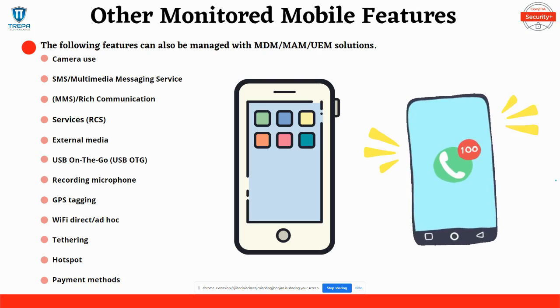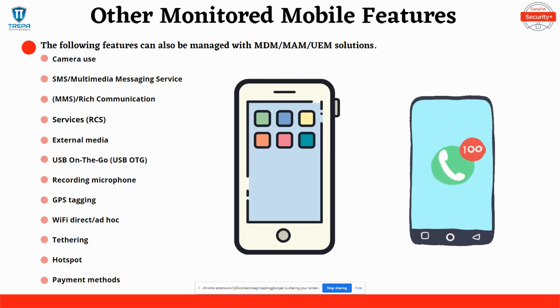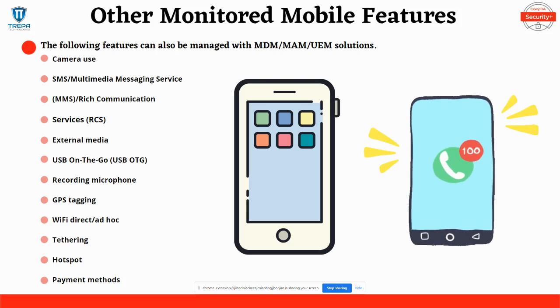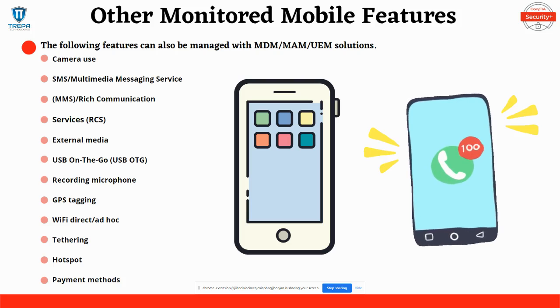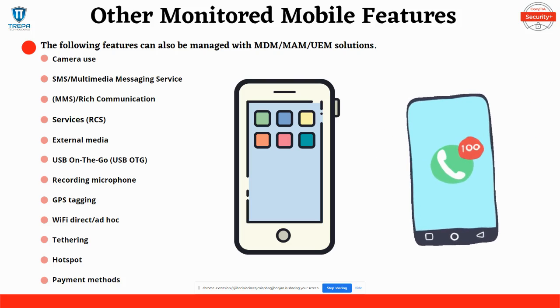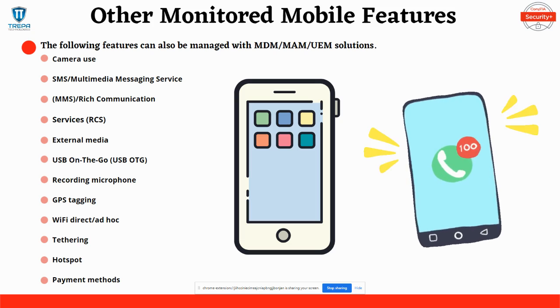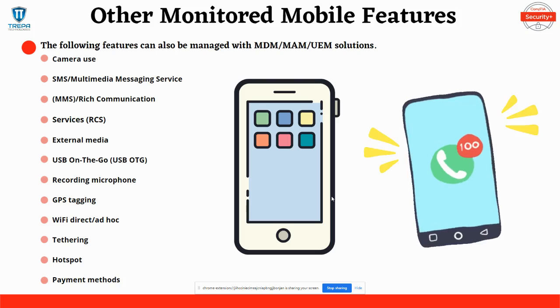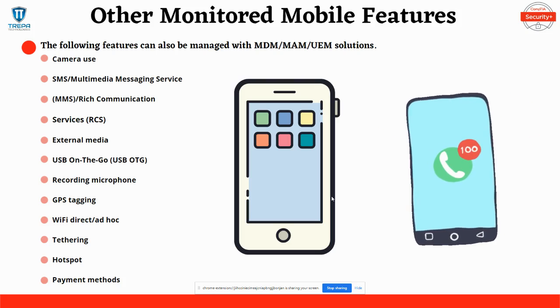All right, and then we're going to end this video by just going over other monitored mobile features. So these are just all the features that can be managed with MDM solutions, right? So you have everything here: camera use, text messages, GPS tagging, tethering, hotspot, payment methods, right? Just a list of examples of stuff that can be monitored.